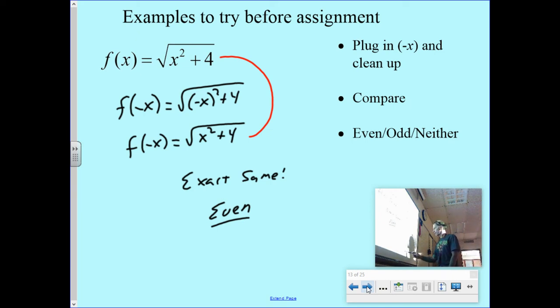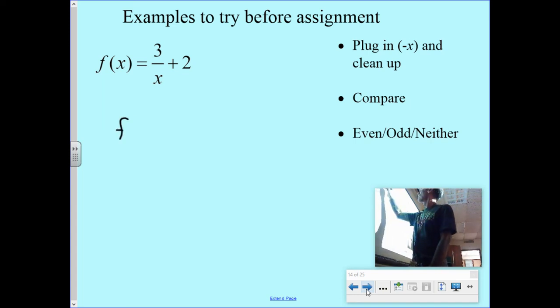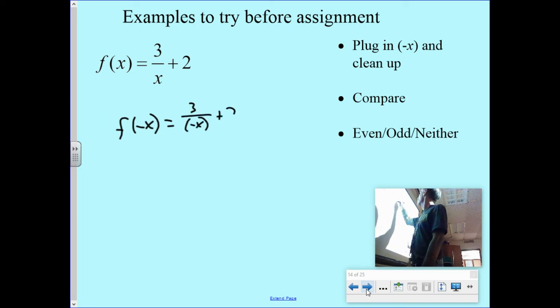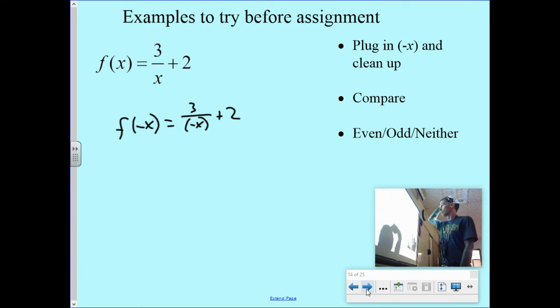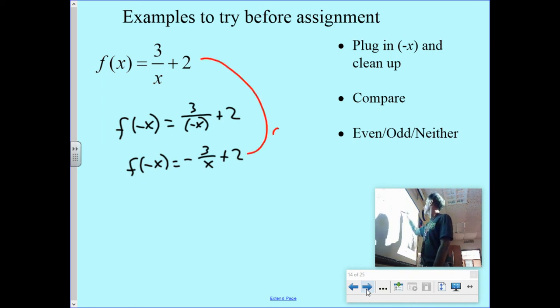One more example and we'll wrap it up. So here's another one. Again, we don't do anything different. 3 over negative x plus 2. So that's our function. There's not a whole lot we can clean up. The only thing we can do, if I've got a positive divided by a negative, it just makes the fraction negative. So I can write this as negative 3 over x plus 2. And again, we compare, because I can't do anything else.